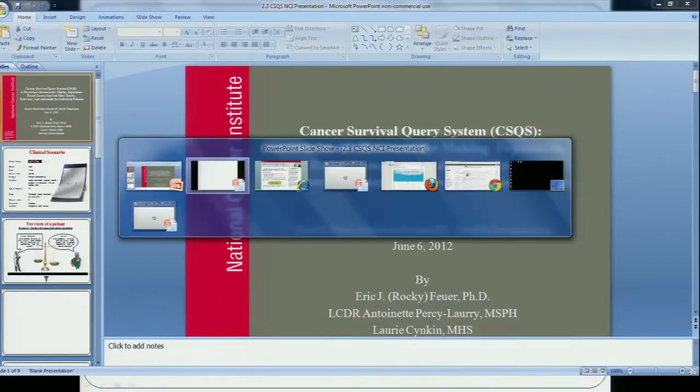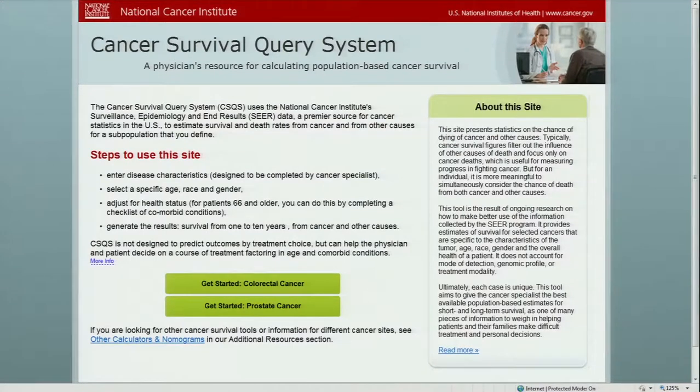So we will use CSQS to assimilate John Doe's condition. This is the homepage of CSQS. It tells you about the site and how to use the site, and it provides information on previously relevant websites and calculators that are available to you. The tool is not meant to be used alone, but in concert with other calculators and the healthcare provider.